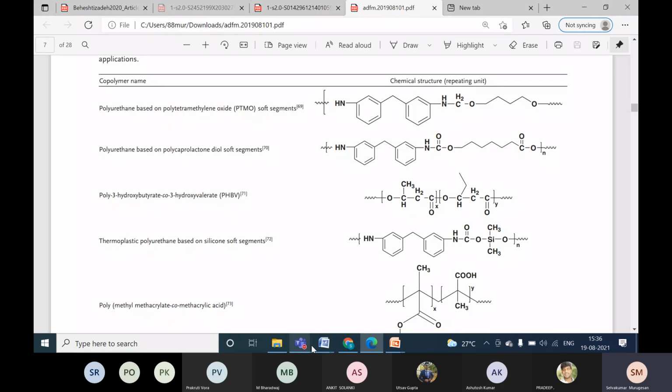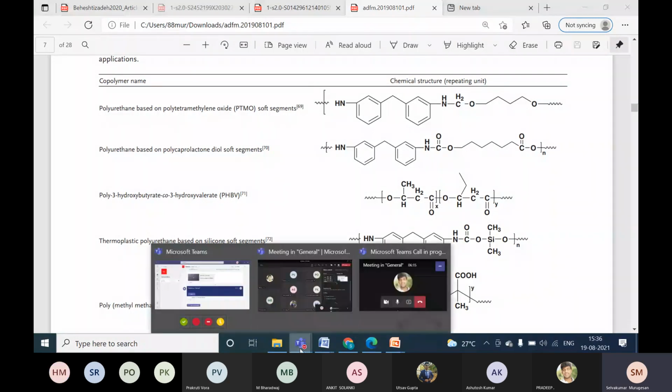So you have to select 10 different copolymers, and of course you have to write down their chemical structures, and the third column should be observations, what you understood in terms of structure property relationships. Is it clear?